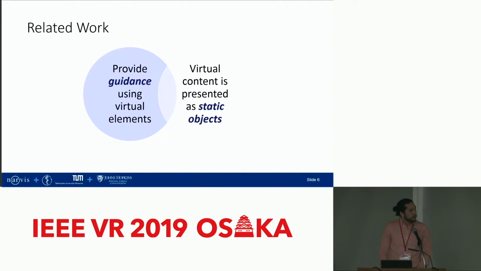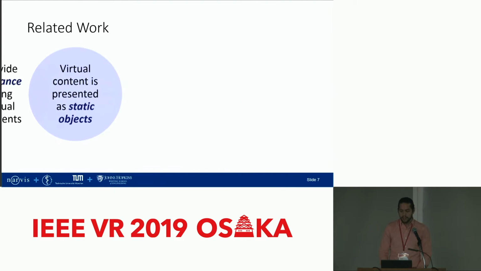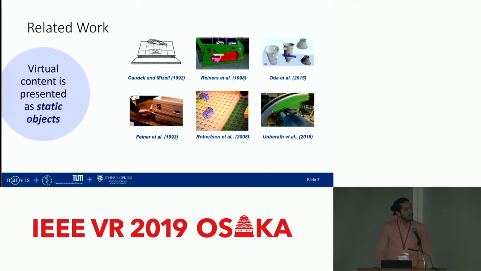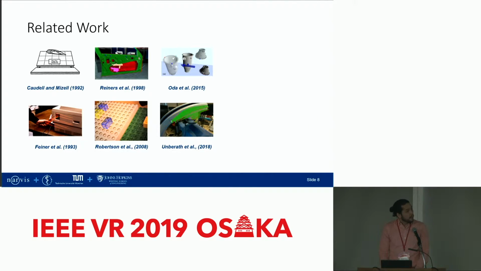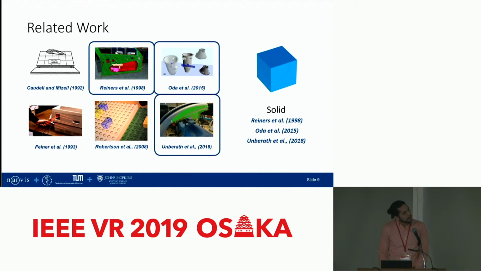In the second approach, in which the virtual content is presented as static objects, there is no need to have precise tracking of the object. And this is the reason why we focus our analysis on using these static visualizations. We can see some examples of previous work in this slide. And something that is interesting is that in most of these cases, they use the same three types of visualization to render virtual content.